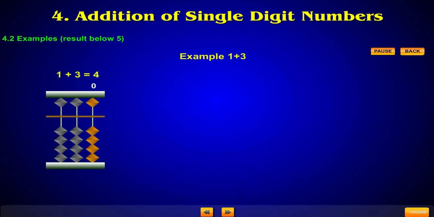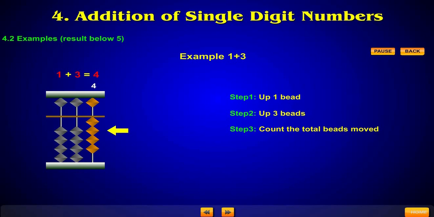Example: 1 plus 3. Step 1. Up 1 bead. Step 2. Up 3 beads. Step 3. Count the total beads moved.